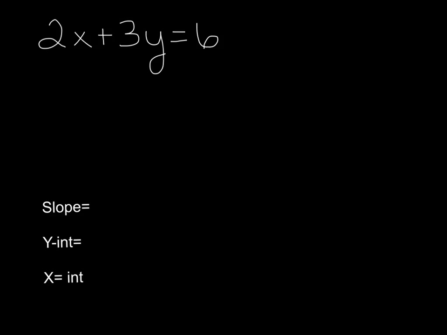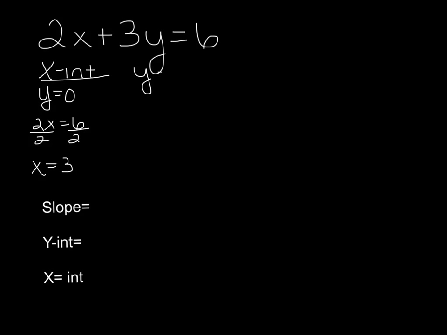Okay, so here we have an equation that is in standard form. The two things that we're used to pulling out of an equation in standard form, remember, are your x-intercept and y-intercept. So in order to do this, remember, we say that for x-intercept, y is going to equal 0, so that will mean that we have 2x equals 6, divide by 2, so x is going to equal 3.